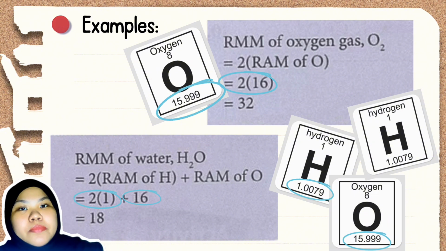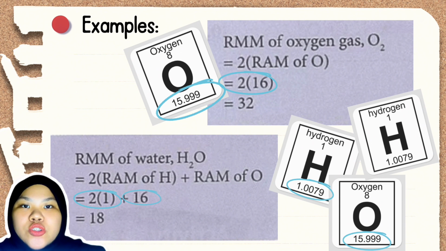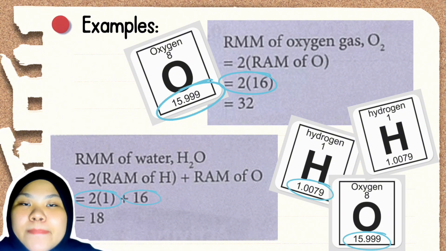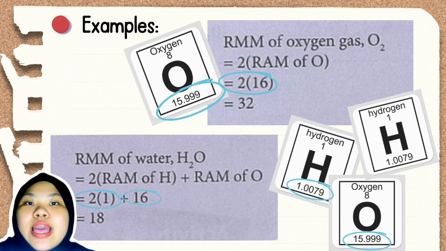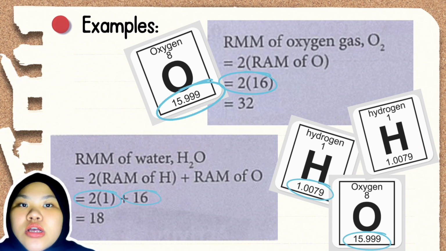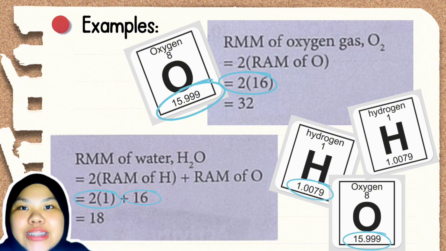For another example, we have H2O or water. Hydrogen has 2 atoms, oxygen stands alone. Hydrogen mass is 1 and oxygen mass is 16. Now we have 2 hydrogen, so we multiply 1 mass of hydrogen with 2 because we have 2 atoms of hydrogen, and add 16 because oxygen only has 1 atom. So 2 plus 16 equals 18. So the molecular mass of H2O is 18.